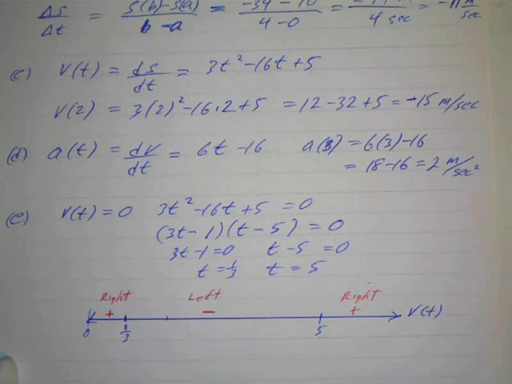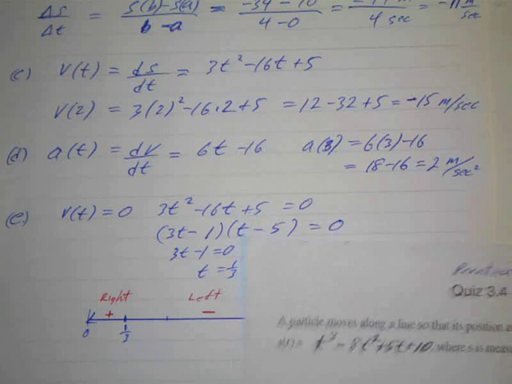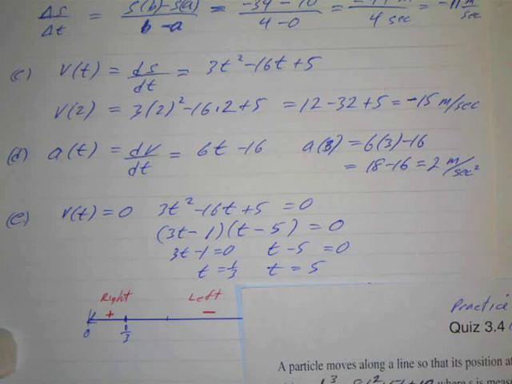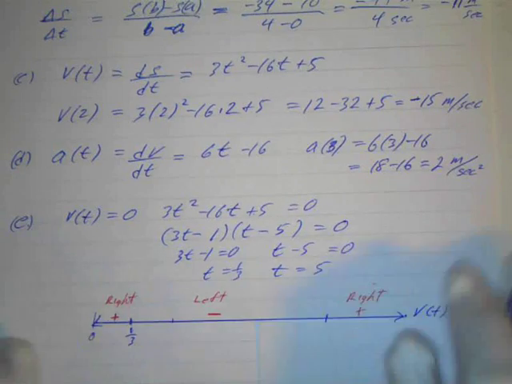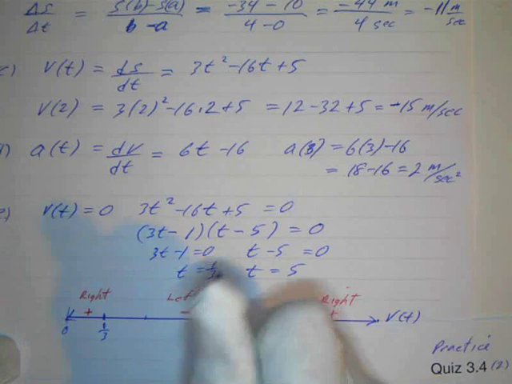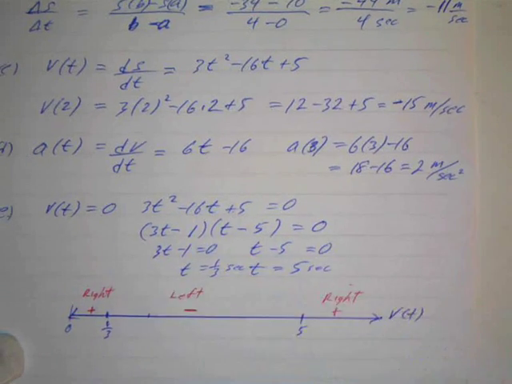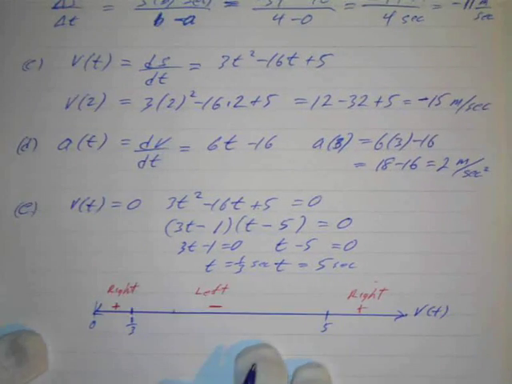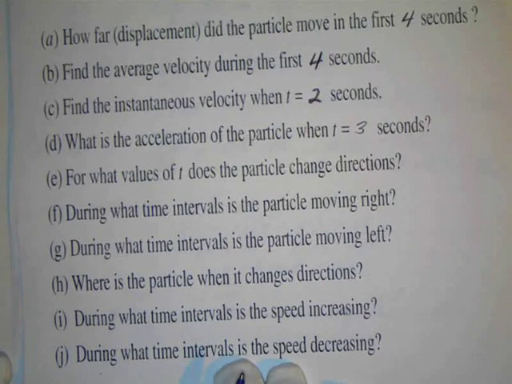So the question was, for what values of t does the particle change direction? So it changes direction at t equals, I can write it over here, t equals 1/3 and t equals 5. And that would be in seconds. So you can see that. That answers E. And then for letter F, during what time intervals is the particle moving right?